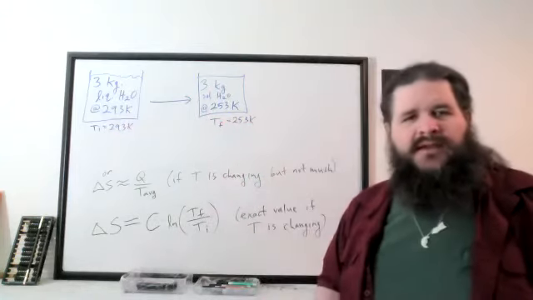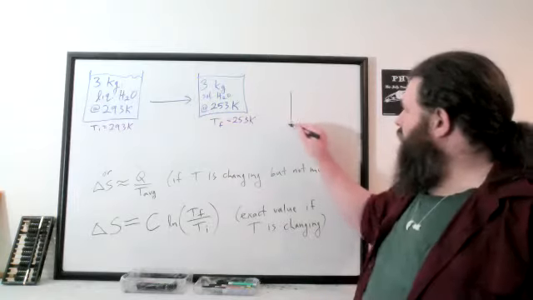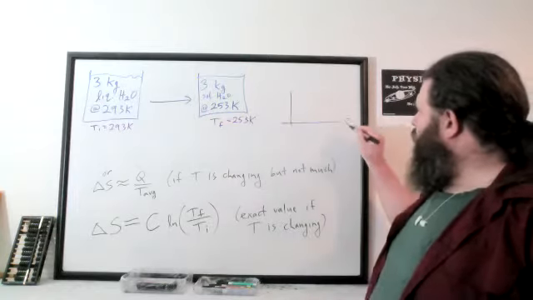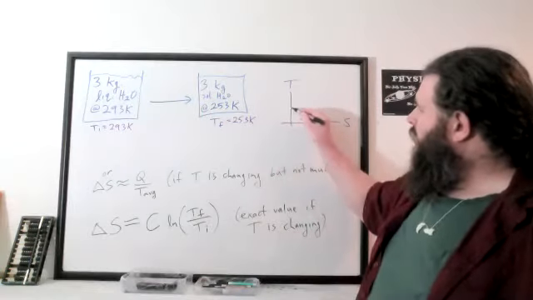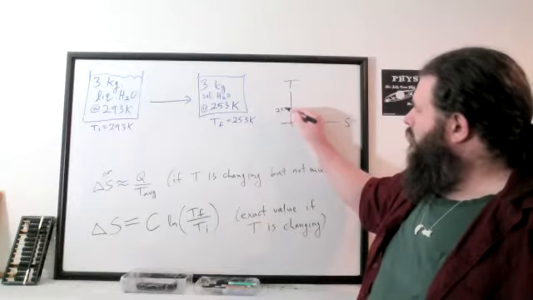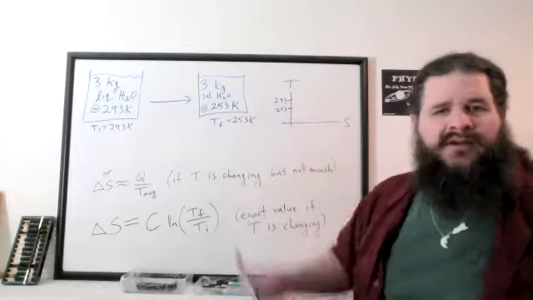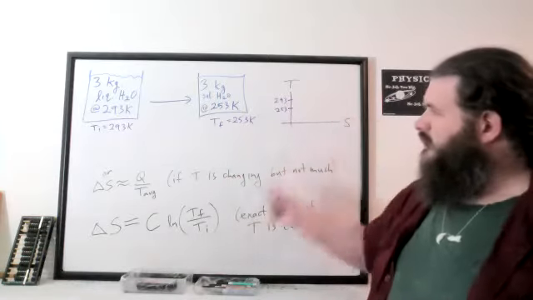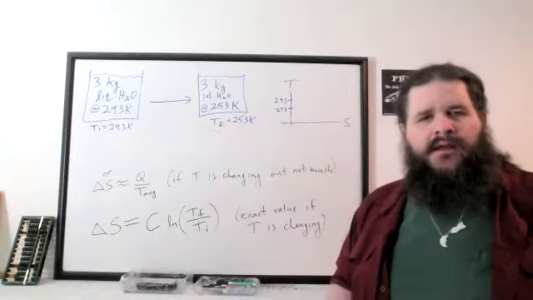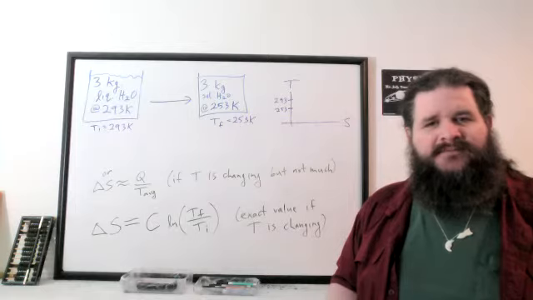But if we want to make a graph of this process on a temperature versus entropy graph, if we want to actually keep track of what's the entropy, what's the temperature, we know we've got temperatures at 253 and 293. But we want to figure out what entropy is involved there also, or at least how much the entropy changes from start to finish. So how could we do that? How could we figure out how much the entropy is changing here?